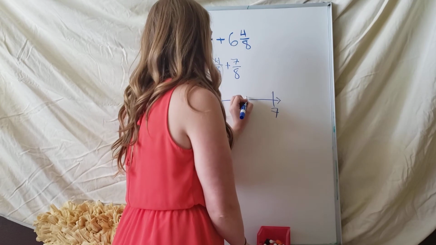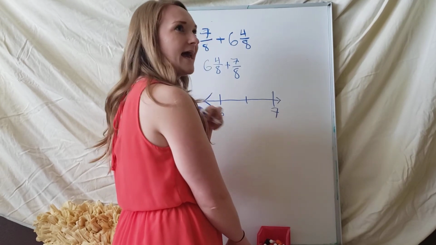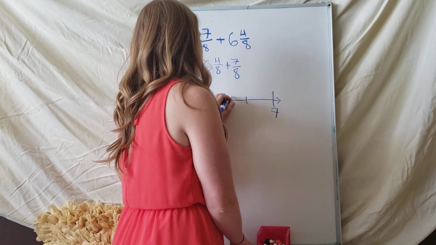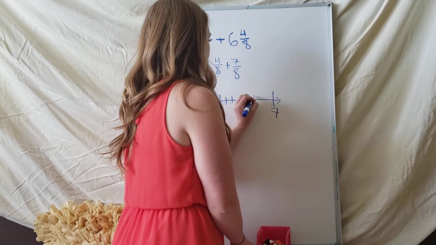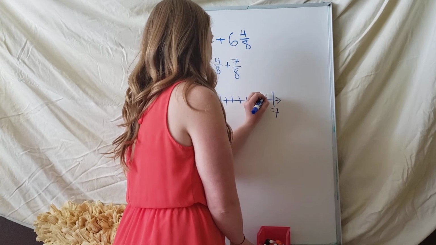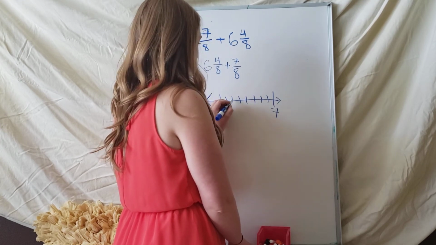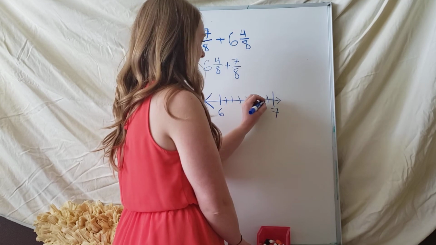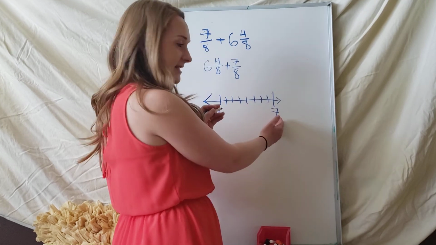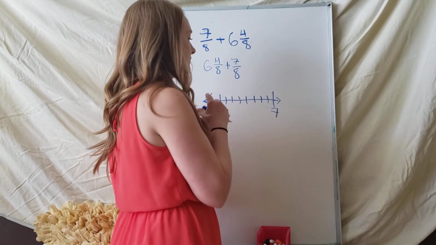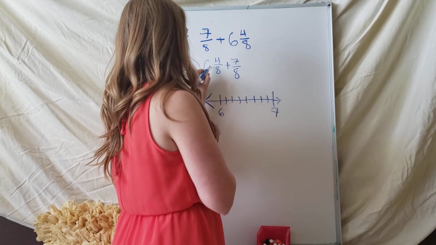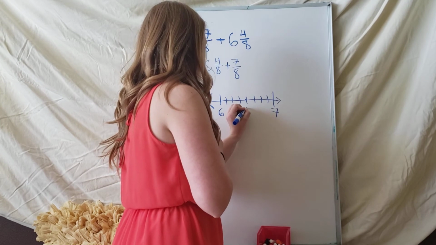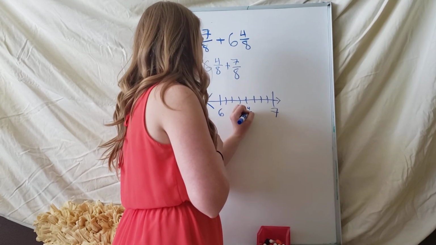And now I need to make 8s. So I always divide it in half if it's an even number first, and then I make 4 equal spaces. Now I have 1, 2. I count the lines, 1, 2, 3, 4, 5, 6, 7, 8 to get all the way to the next whole number. So I start with 6 4/8. 1, 2, 3, 4. 6 4/8 right here.